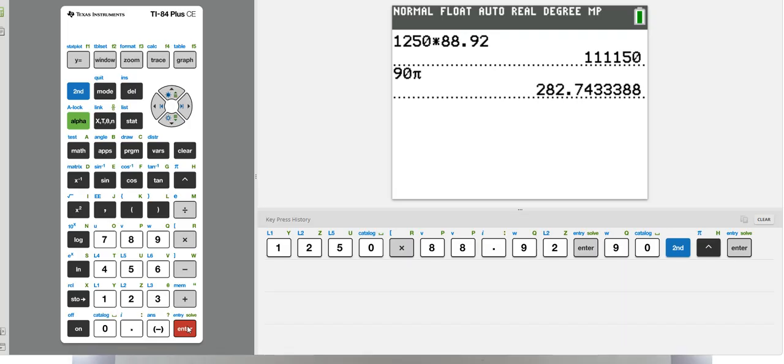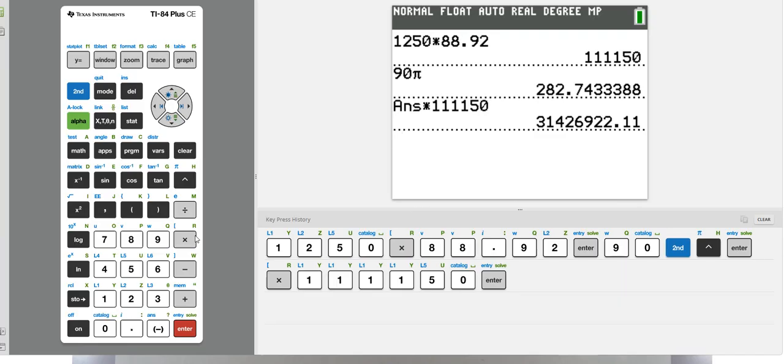If I take that number and I multiply it by my 111,150, 31 million? So take that number, multiply by the circumference, we get 31,426,922 pounds of force. That's a lot. 31 million pounds of force on the walls of that tank.